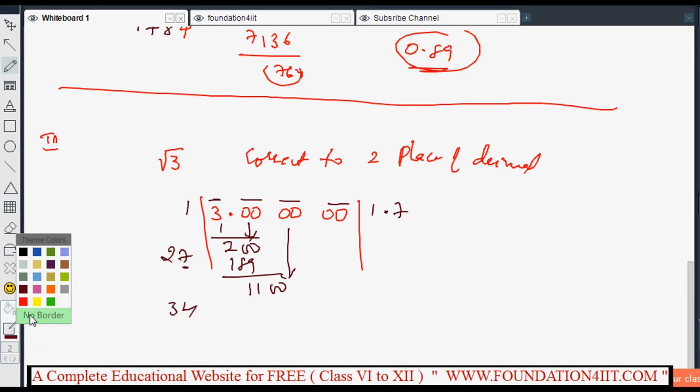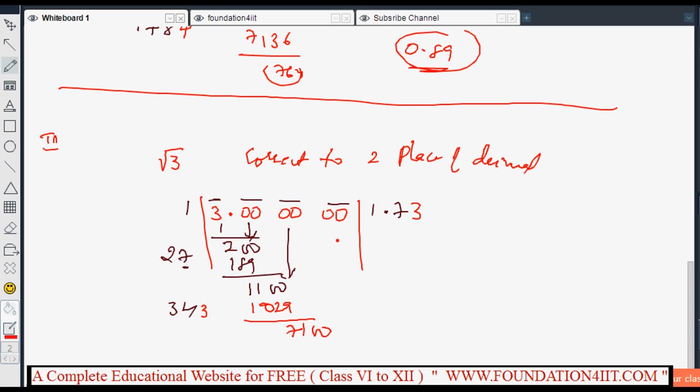Now next to 34 we have 343. 3 3s are 1029. Subtract, 71. Next to it, if we take 2 zeros, now 343 becomes 346, because 3 doubled is 6. Therefore 3462, 2 2s are approximately 6924. Whatever remainder, now this is the value.